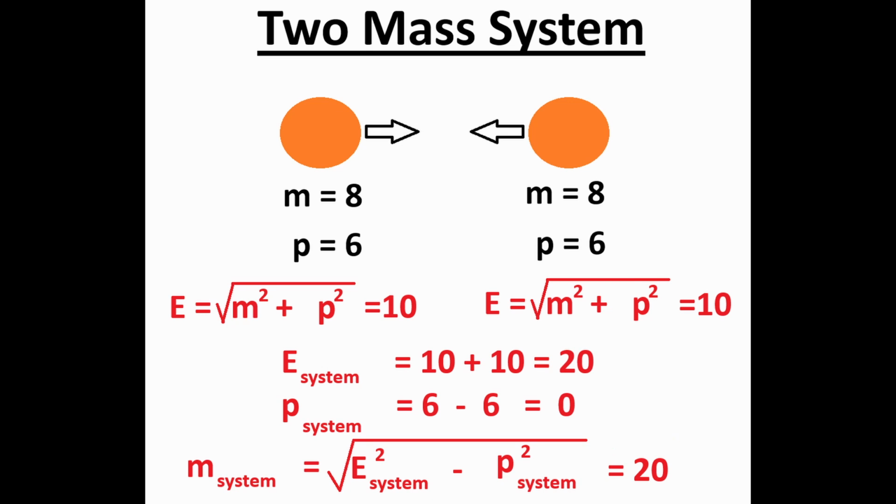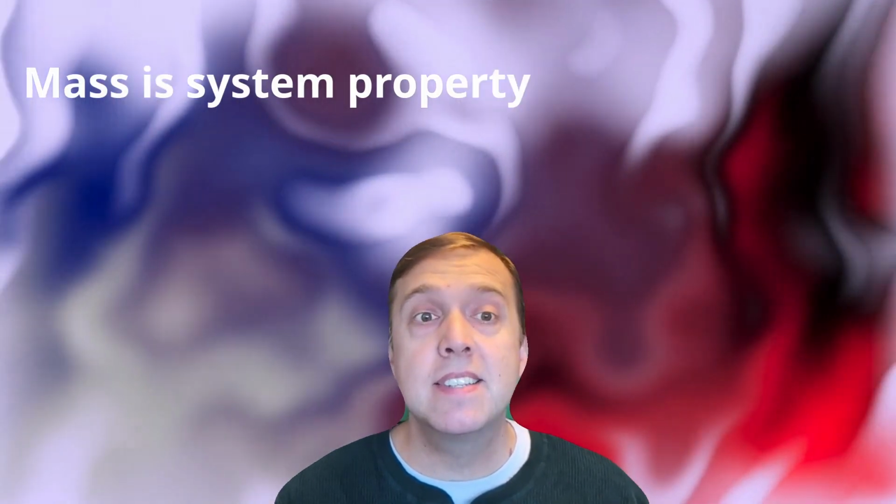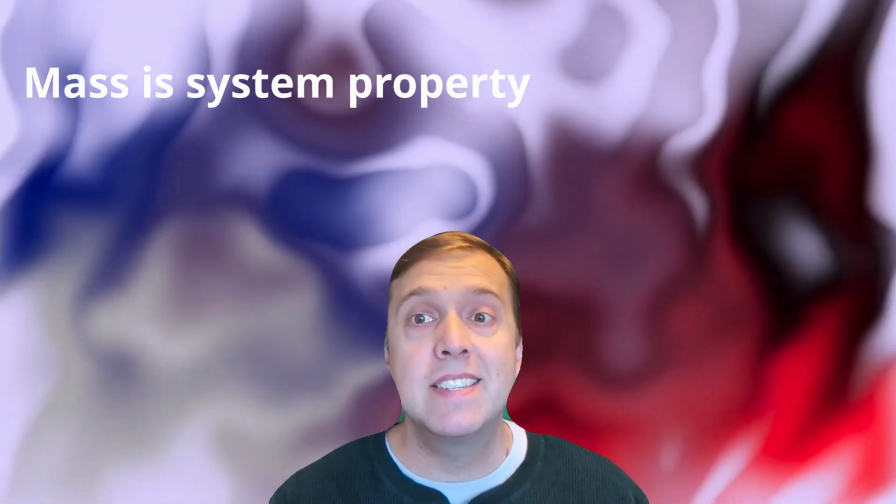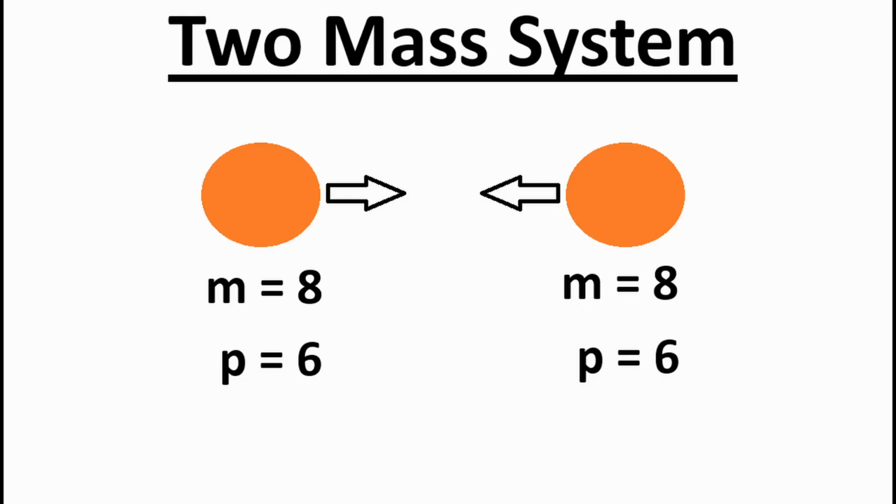Thus, the mass of the system of the two objects is 20, but the sum of each mass of the individual objects is 16. There is more mass in the system of objects than in each individual object. Once again, it needs to be emphasized that mass is a system property, and it's not simply additive. What's extraordinary here is that the two masses don't even have to interact with each other.